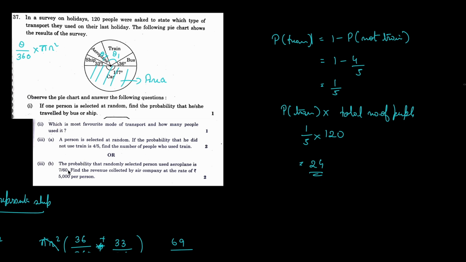Now going to the B part of the third one itself: the probability that a randomly selected person used aeroplane is 7 by 60. Find the revenue collected by the air company at the rate of rupees 5,000 per person. So first we need to find the total number of people, same process. So we have the probability of aeroplane into the total number of people, that will be 14 people. So the total revenue will be equal to 14 into 5,000, that will be 70,000 rupees.